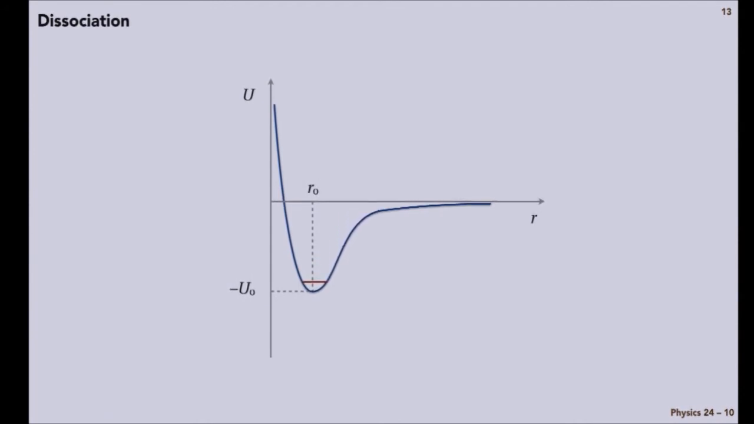It will oscillate between the turning points, right? Between that point and that point. And it will just go back and forth. Yeah, actually, it will go back and forth. Yeah, all right, fine.